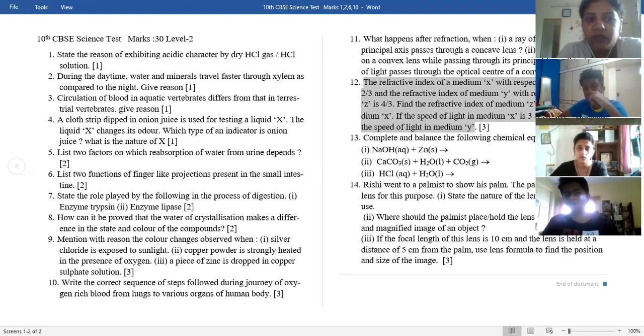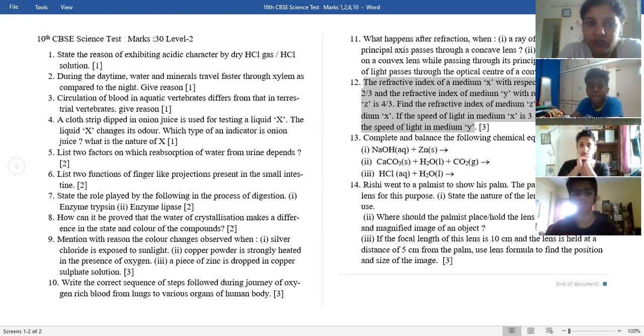Okay, a cloth strip dipped in onion juice is used for testing a liquid X. The liquid X changes its odor. Which type of indicator is onion juice? That is an olfactory indicator. It detects the acid or base depending on the smell, odor. And then what is the nature of X? X is basic in nature, not acidic. In acidic solution, the odor remains the same. The odor vanishes in basic solution. When you add bases, then the odor vanishes.